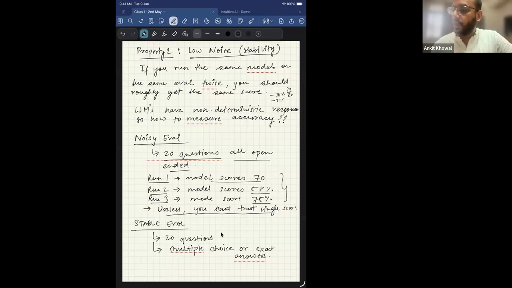Because in your eval you had kept open-ended questions which could have multiple answers. Rather, a stable eval would have been 20 multiple choice questions, like we saw in our previous data set. They have exact answers: the answer for question 1 should be this only, the answer for question 2 should be exactly this, not an open-ended or theoretical question. Then you can evaluate whether the model is making progress or not.